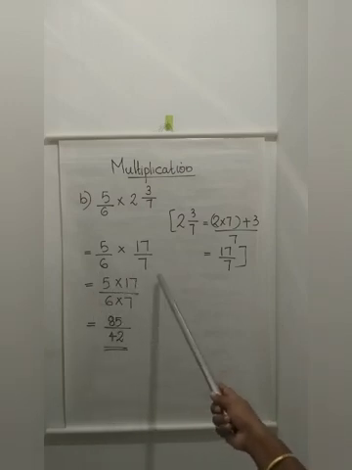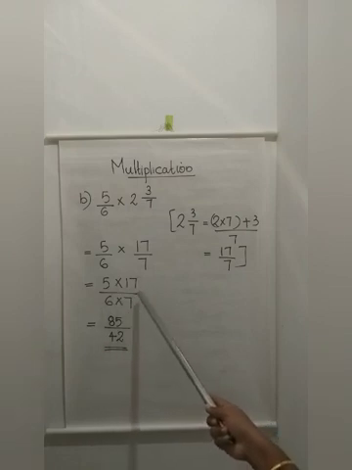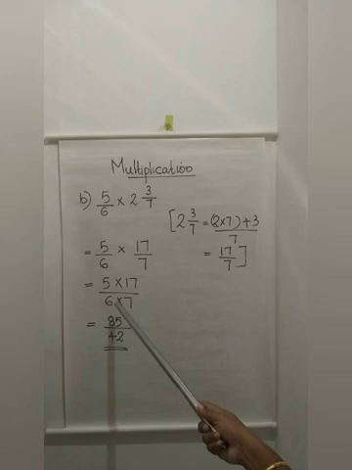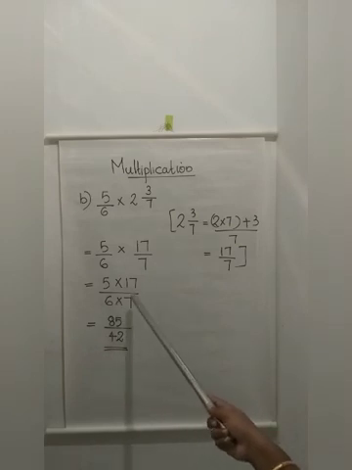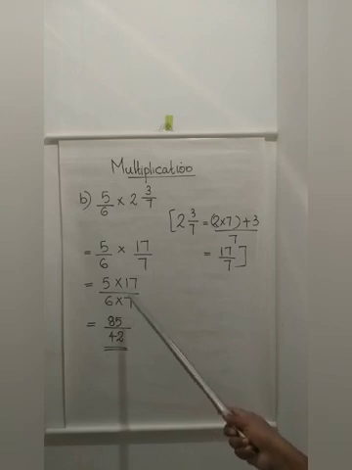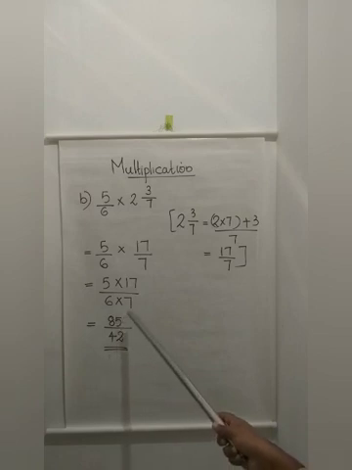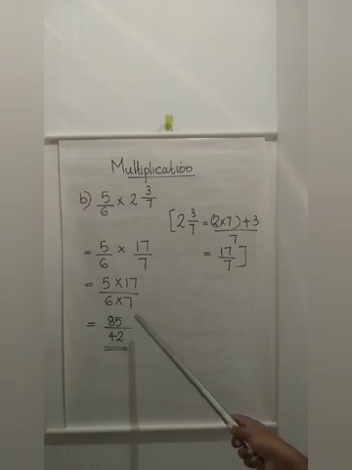Here there are no common factors. 5, 17, 7 are prime numbers. 6 is a composite number, but we don't have a factor of 6 in the numerator. So there is nothing to cancel. So directly multiplying and writing, 5 into 17 gives you 85. 6 into 7 is 42. So the product of the given fractions is 85 by 42.